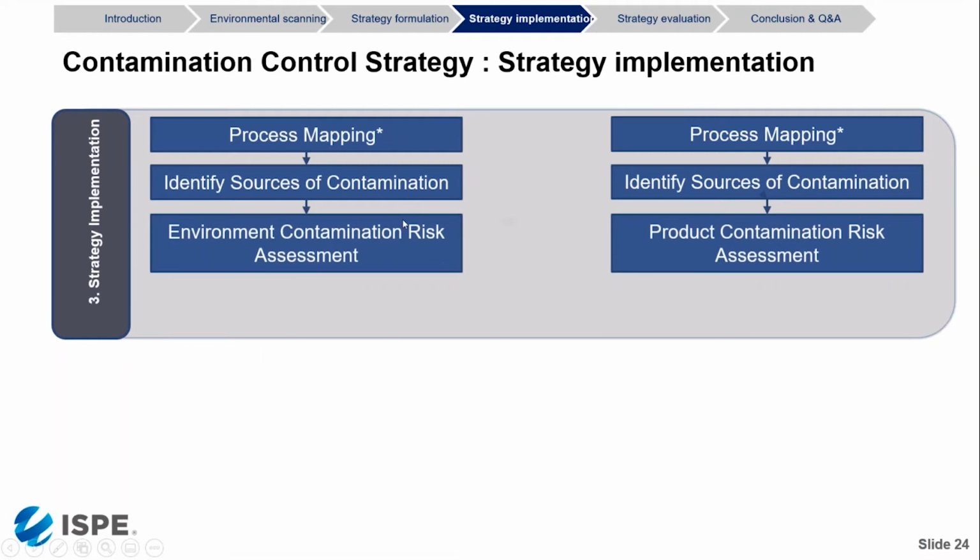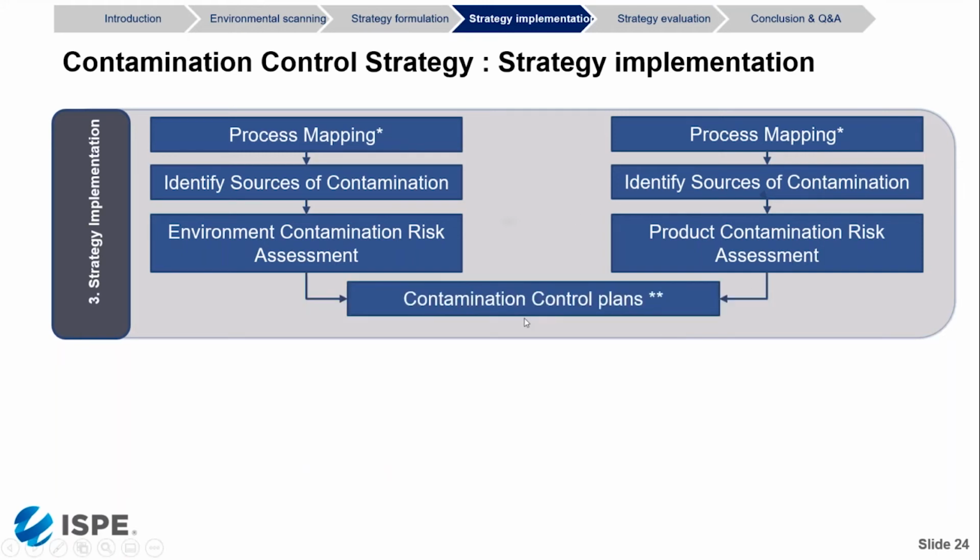And then based on that, perform your controlled environment contamination risk assessment, the controlled environment being all the surrounding environment to produce a product, and the product contamination risk assessment. So really for the product and for the environment, I just separated them, but at the end it's all together. Why? Because after, you will need to define your contamination control plan.